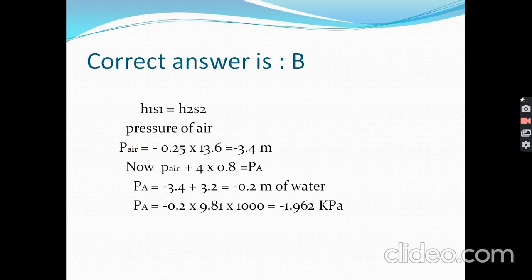Question 4. A mercury manometer is used to measure the static pressure at a point in a water pipe as shown in the figure. The level difference of mercury in two limbs is 10 mm. The gauge pressure at the point is option A 1236 Pascal, option B 1333 Pascal, option C 0, option D 98 Pascal. So correct answer is option A.